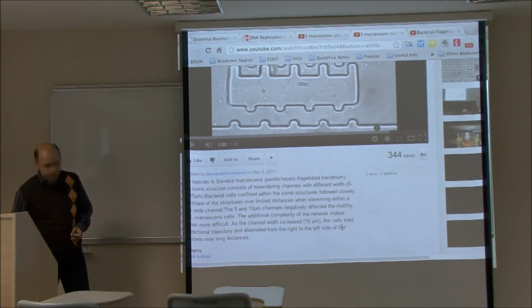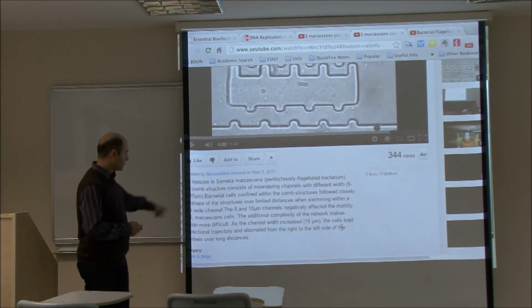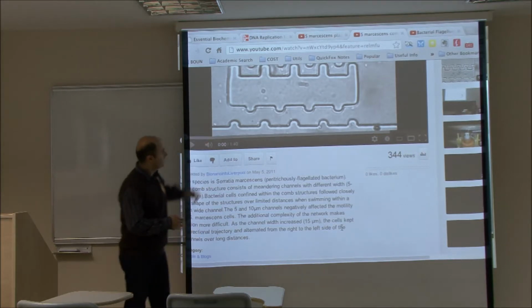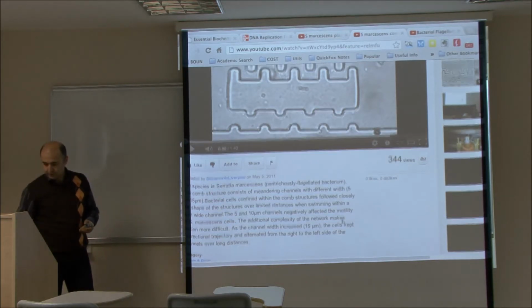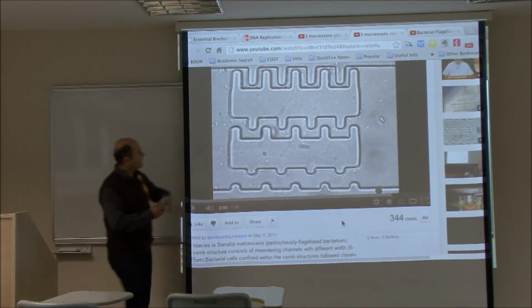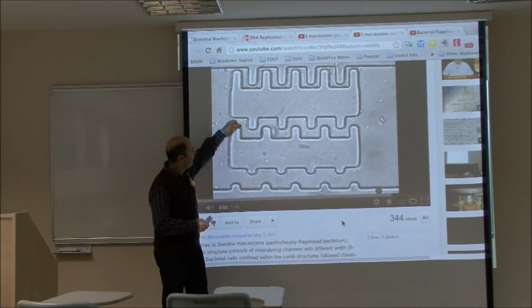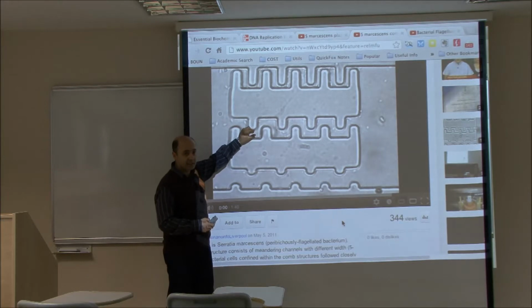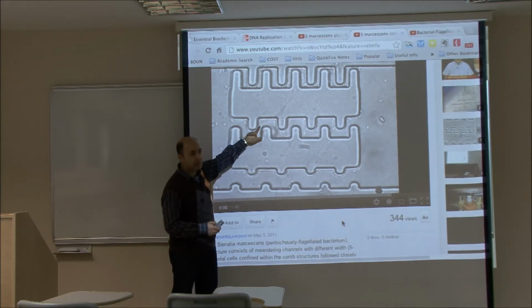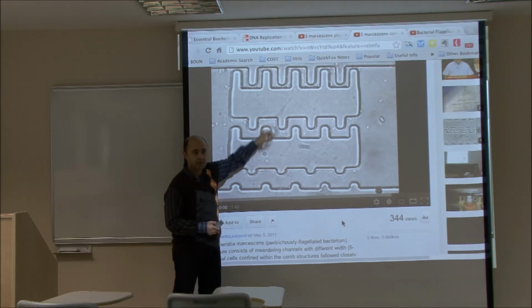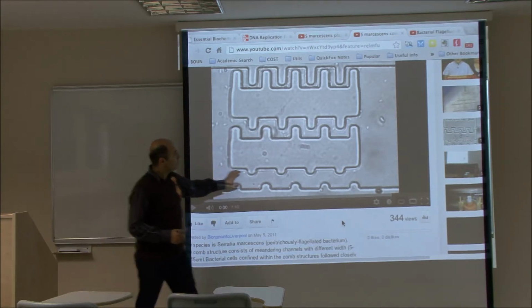So, these channels, they don't fit together on the screen. These channels here, for example, if you look at this one, the width of the channel here is ranging from 5 to 10 micrometers. Some parts of it are narrow, some parts are wider. Okay? Whereas this part is much wider compared to this part.